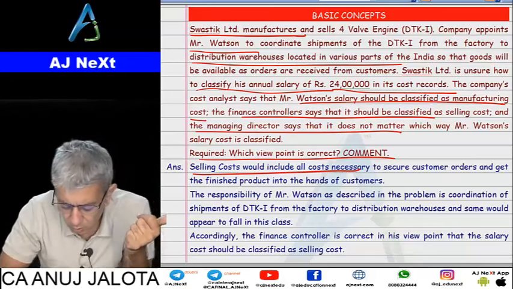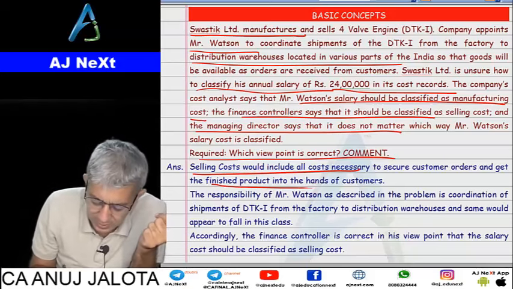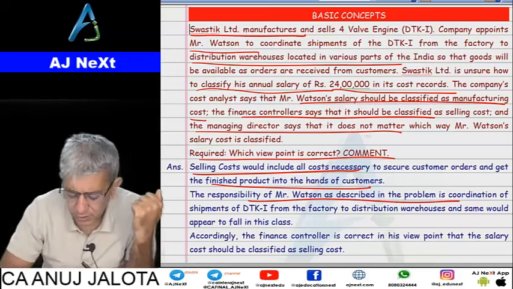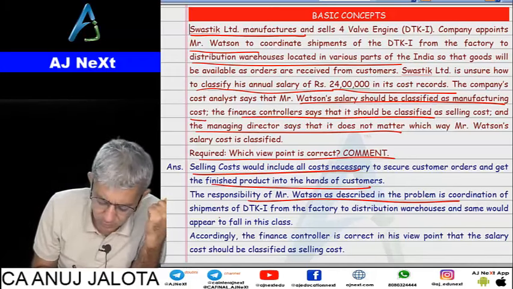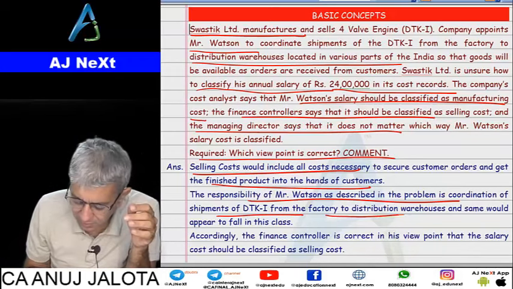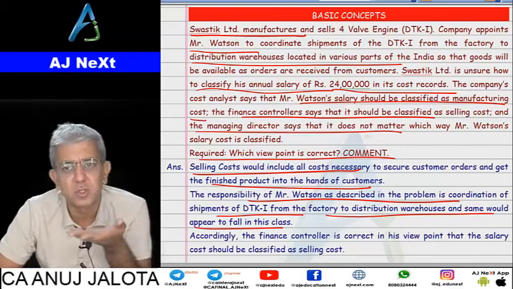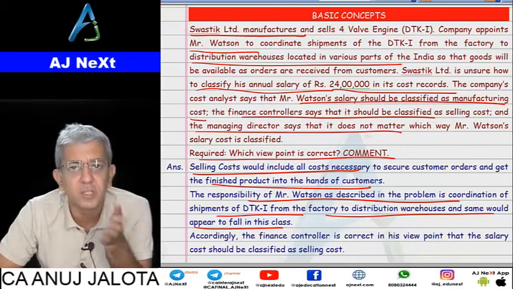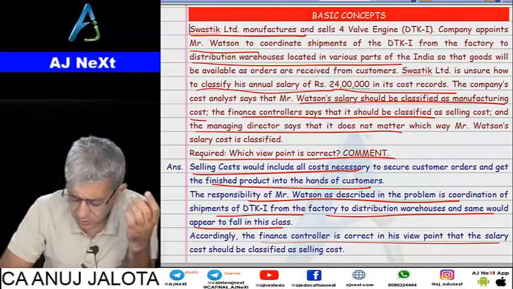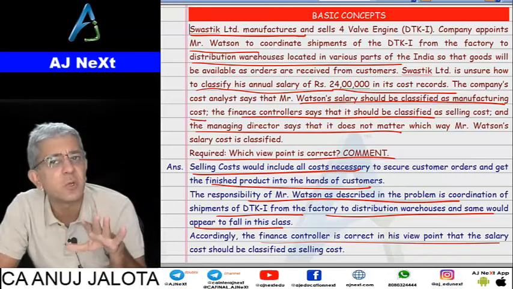Selling cost will include all the costs necessary to secure customers' orders and get the finished product in the hands of the customers. The responsibility of Mr. Watson, as described in the problem, is the coordination of the shipments of DTKI from the factory to the distribution warehouse, and the same would fall in this class. His job is basically to take care of the distribution work from the factory to the warehouse. Accordingly, the finance controller is correct that his salary should be classified as part of selling cost. Easy question, yaar, as such.